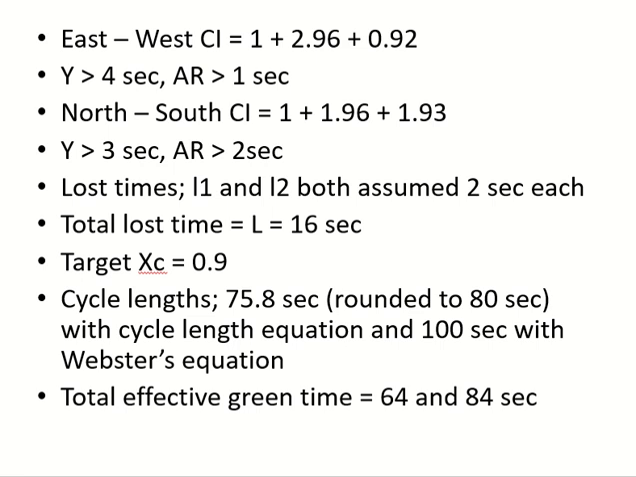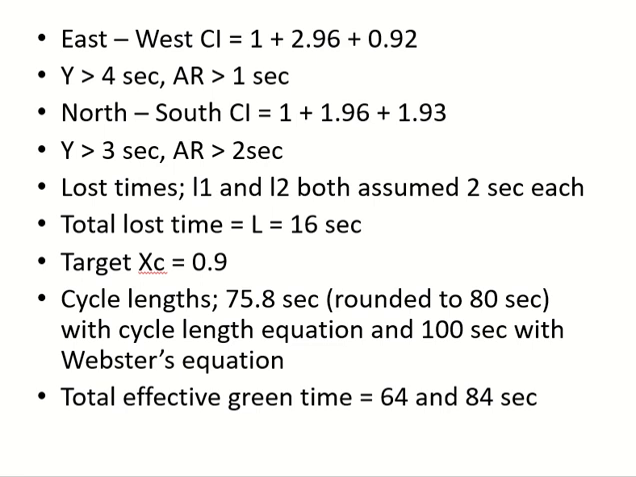60. So total effective green time is 65 minus 60. Okay. For this one was 90. So 90 minus, again, lost time will not change, obviously. So 90 minus.